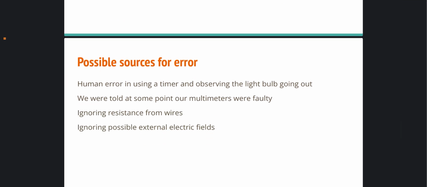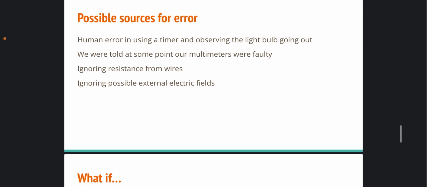And so some possible sources of error were using the timer. At some point we were told that our multimeters were faulty. We also ignored resistance from the wires, which could potentially lead to slight numerical miscalculation. And, there's a lot of technology around. Maybe there was some magnetic or electric field that could have interfered with whatever we were doing.